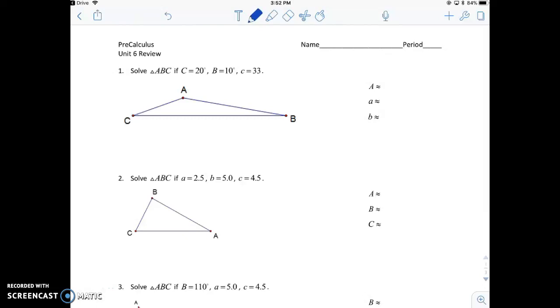Today I'll be covering the Unit 6 review for pre-calc. How I'm going to do these first three is I'm going to start all three of them and then have the viewer try them on their own.